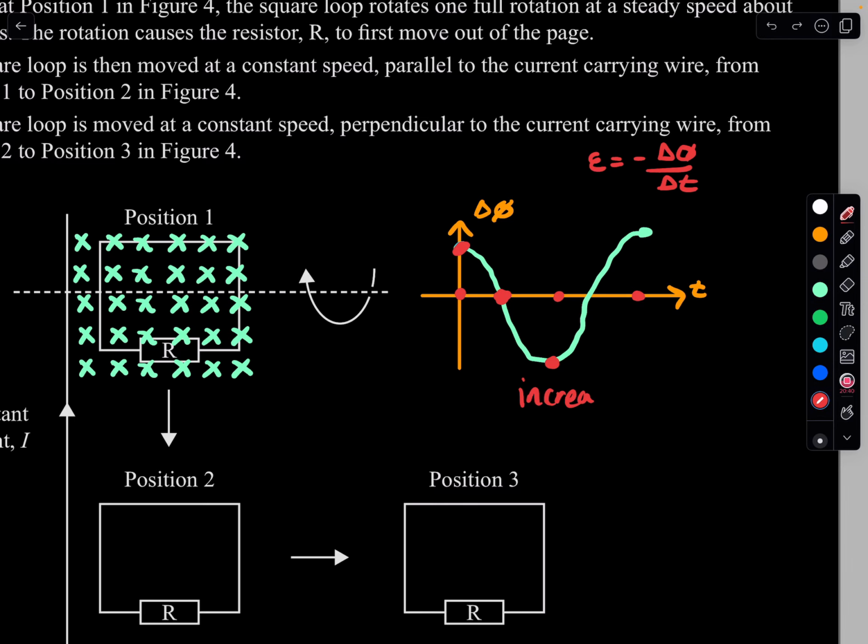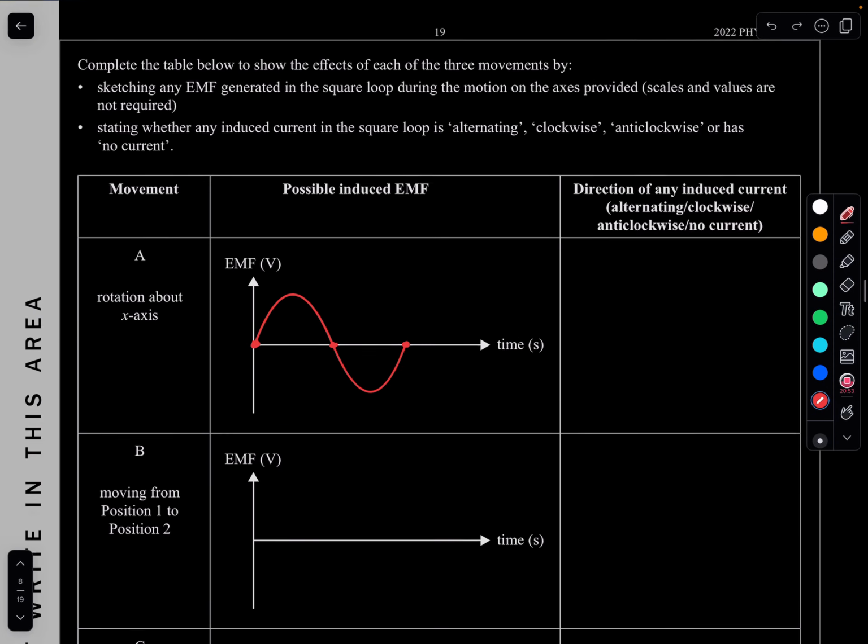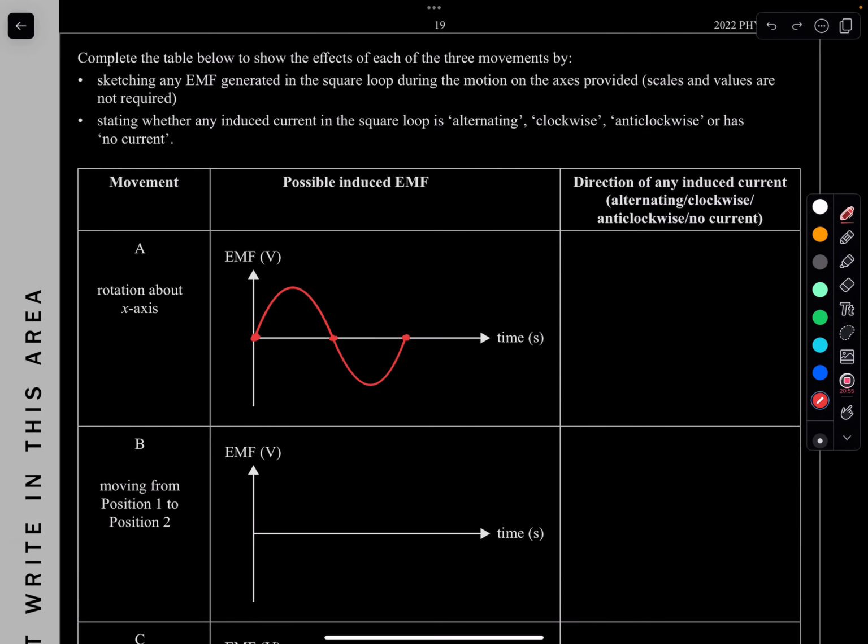And again, it's going to happen again. You're at maximum and you go back to 0, and it's going to be increasing, decreasing, increasing, decreasing. At the end of the day, the current is just going to be alternating. So let's write alternating here.